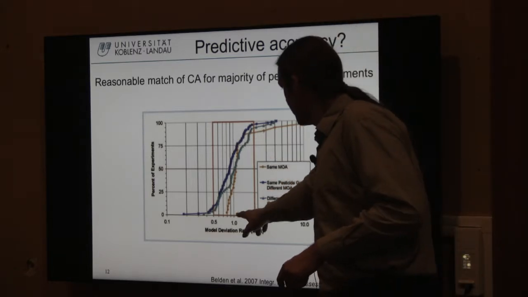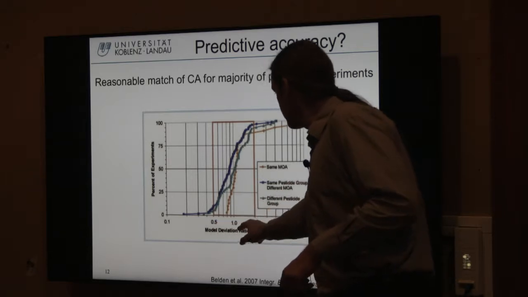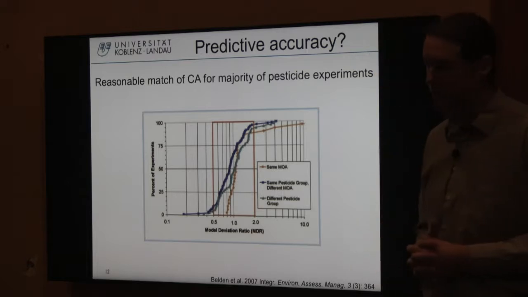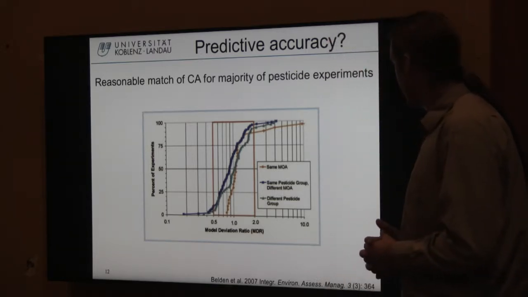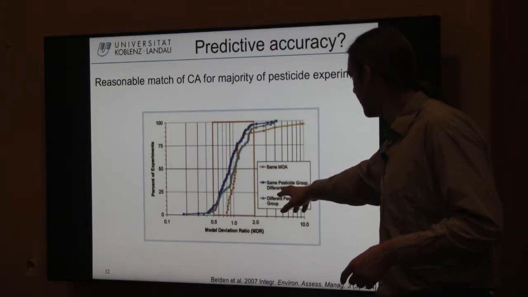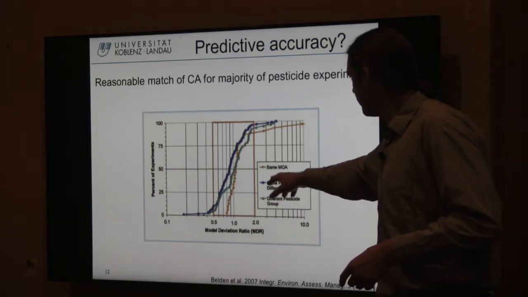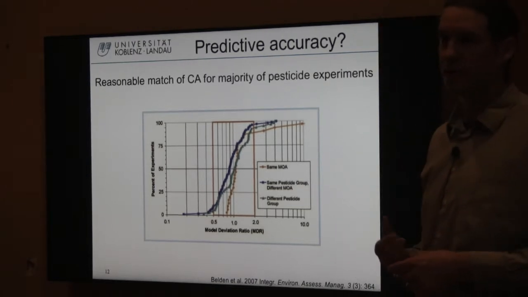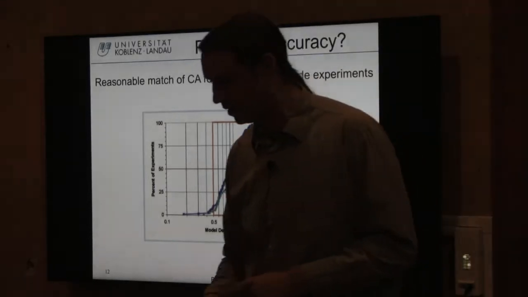And what you see is that within this window of 50% to a factor of 2, the model predictions are very good. So you can say that for these mixtures of pesticides, and there's actually not a big difference between pesticides with the same mode of action and those with a different mode of action, generally with concentration addition, you reasonably well predict the effects of the pesticide mixture.